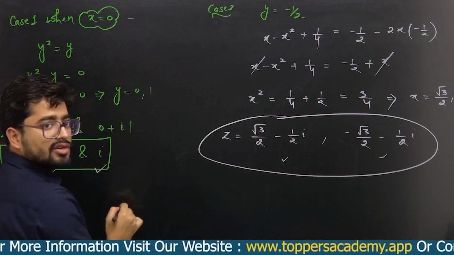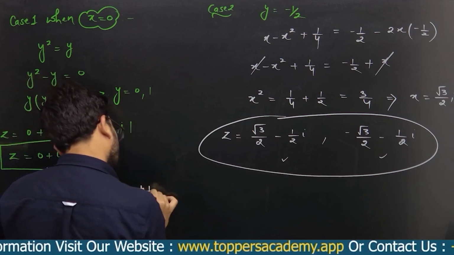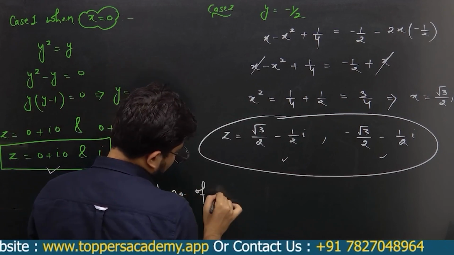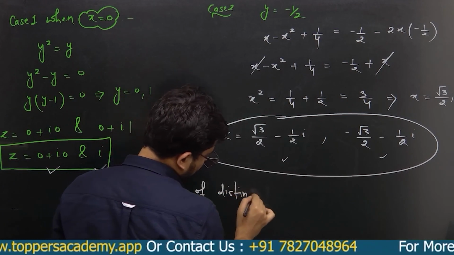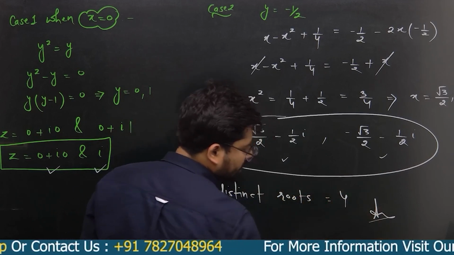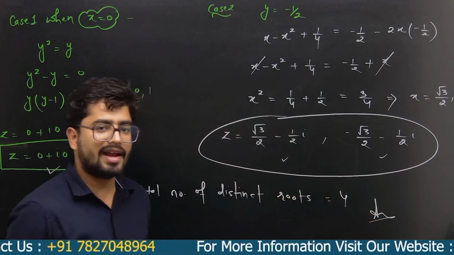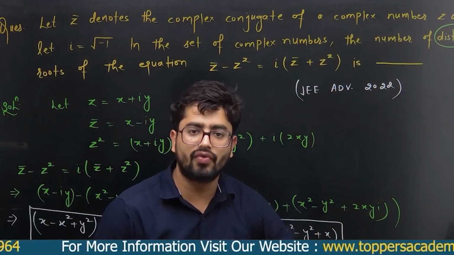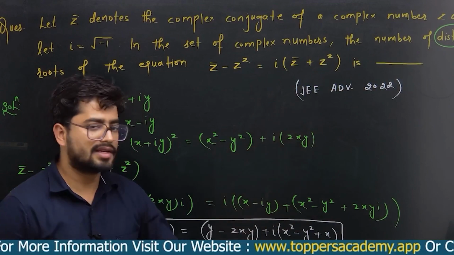So total number of distinct roots are what? How many roots we have? 4, sir. So that is your answer. Yes, so the final answer for the given question is 4. Got it? So the correct answer is 4.